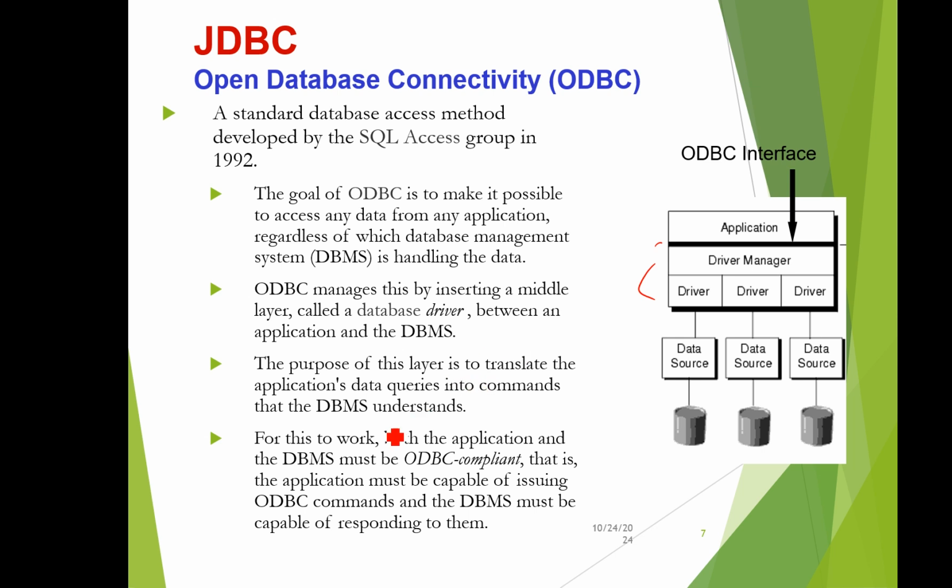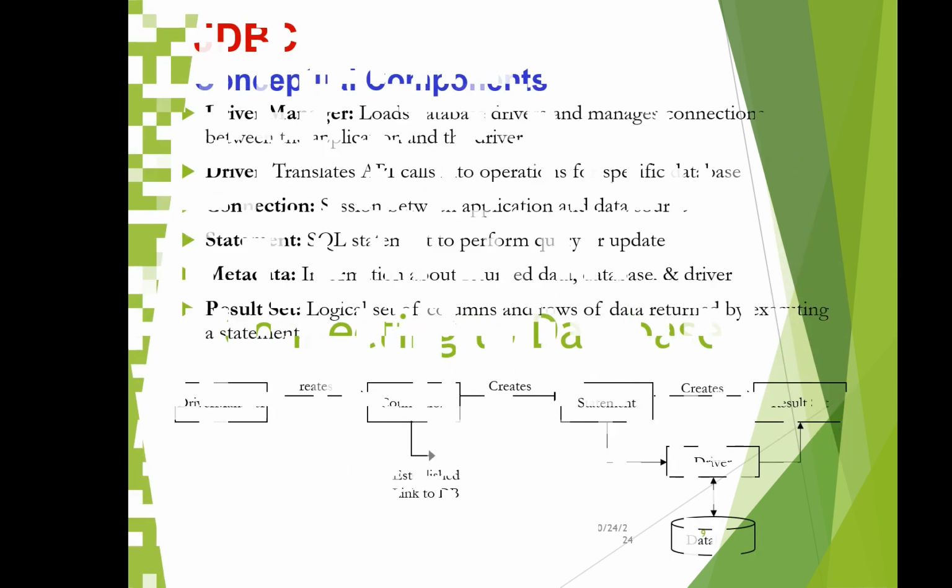The purpose of this layer is to translate the queries into commands that the DBMS understands. For this to work, both the application and the DBMS must be ODBC compliant. That is, the application must be capable of issuing ODBC commands and the DBMS must be capable of responding to them. So, coming to connecting to the database.